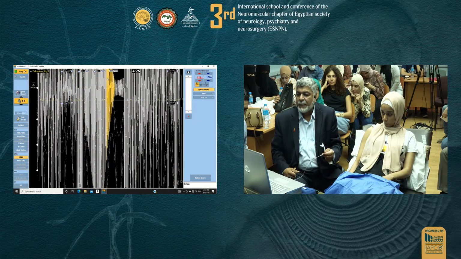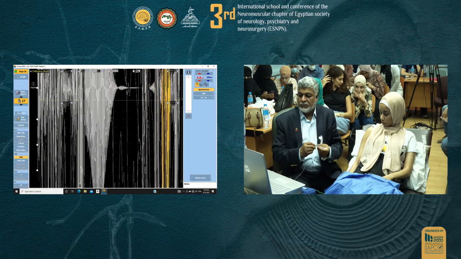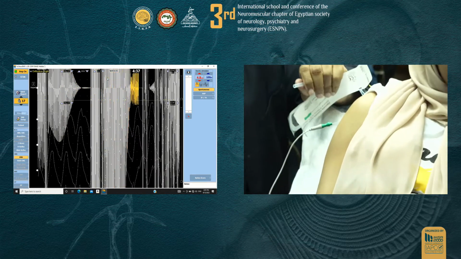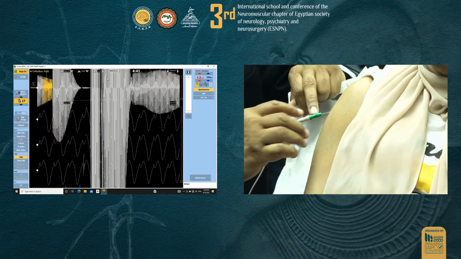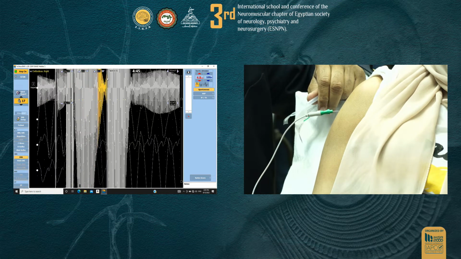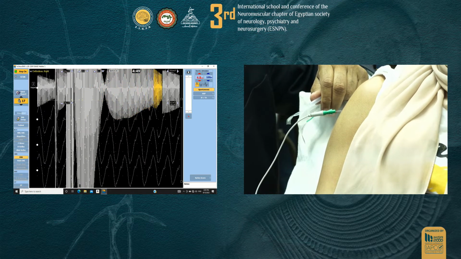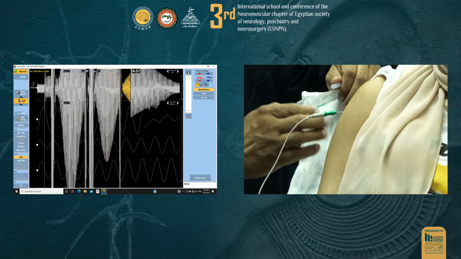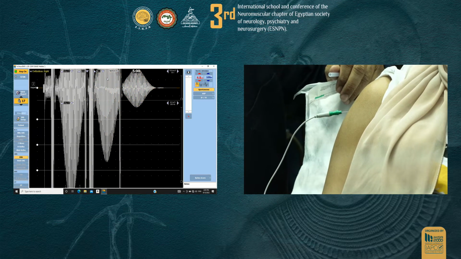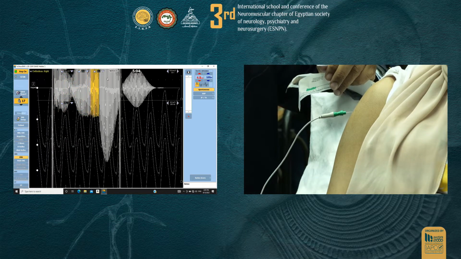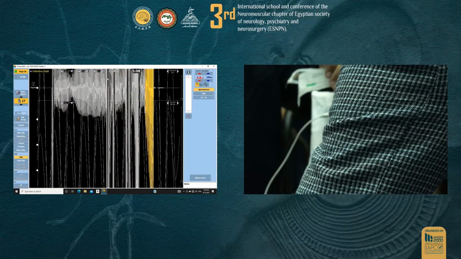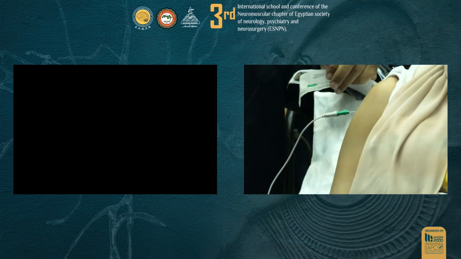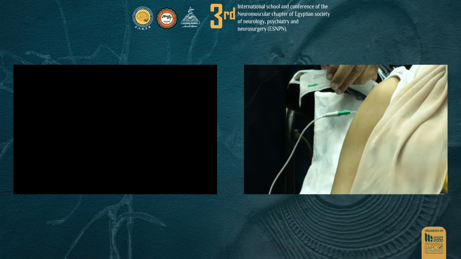Too much. Better now, huh? Let's try this one. The needle poke. See. Is the notch filter on? What do you want to do? Yeah, it's much better.